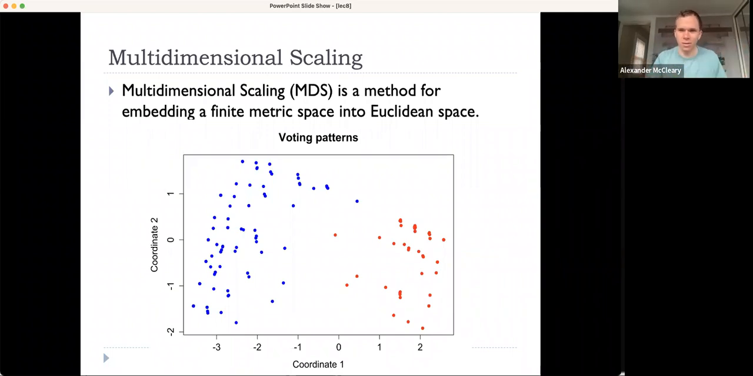We can still deduce information from this picture, right? From this picture, we can see that there are really two main clusters in the Senate, which matches with our intuition. And if I just gave you the distance matrix, it would be tough to see that in the matrix form. But with MDS, we can actually see it.